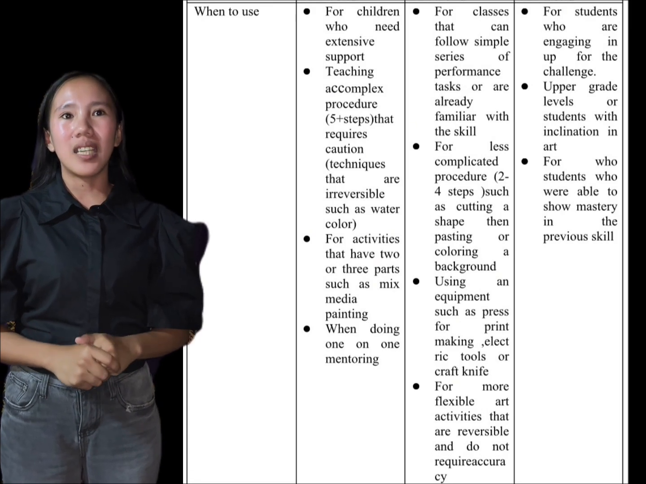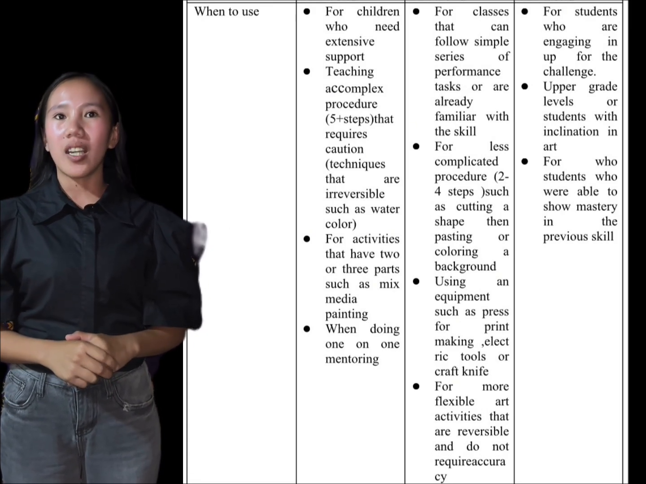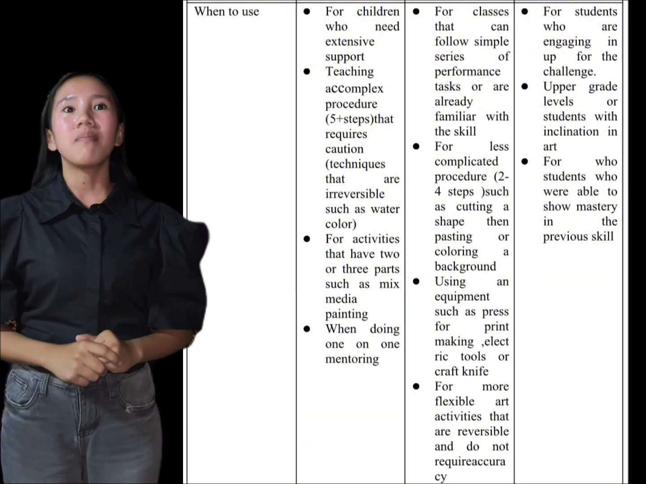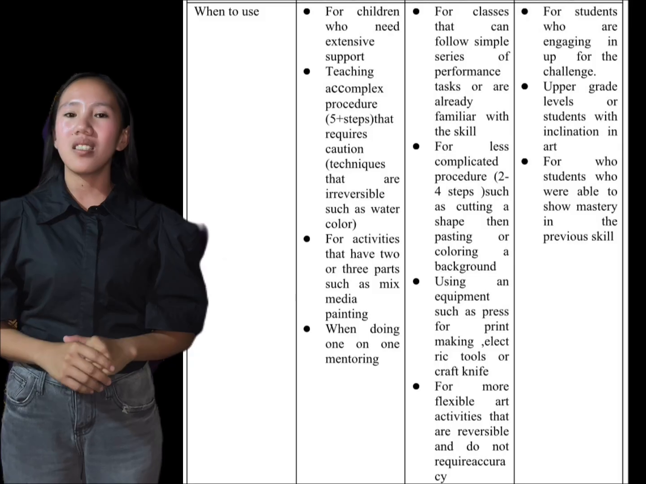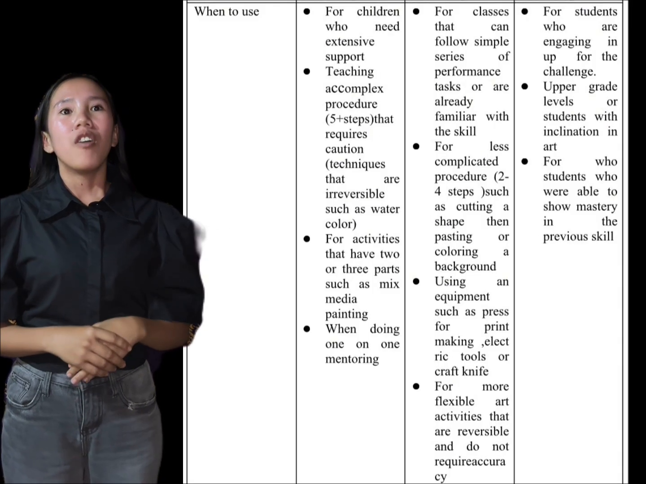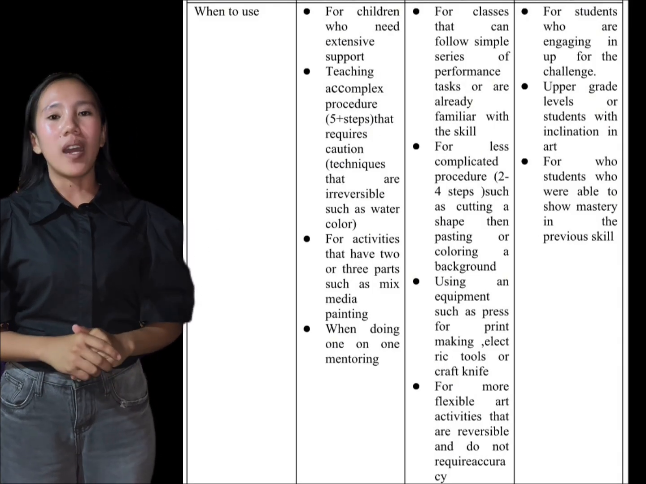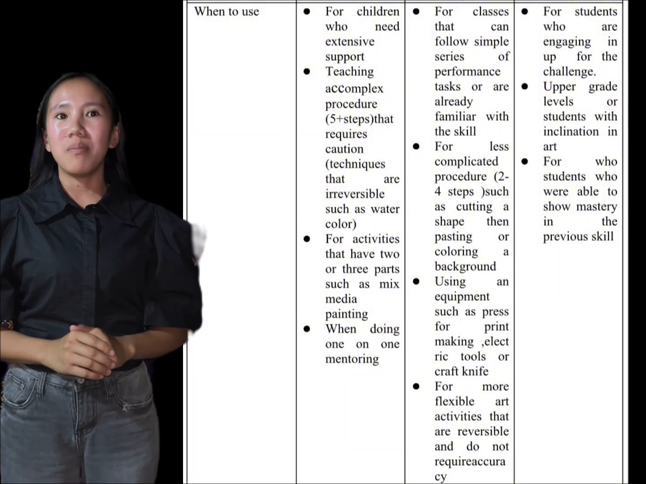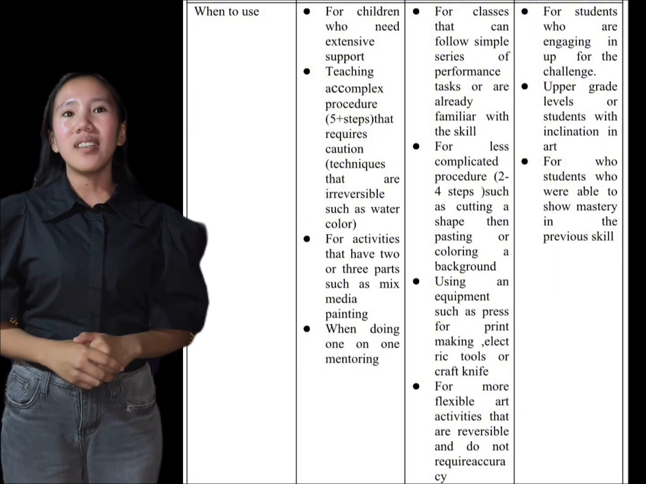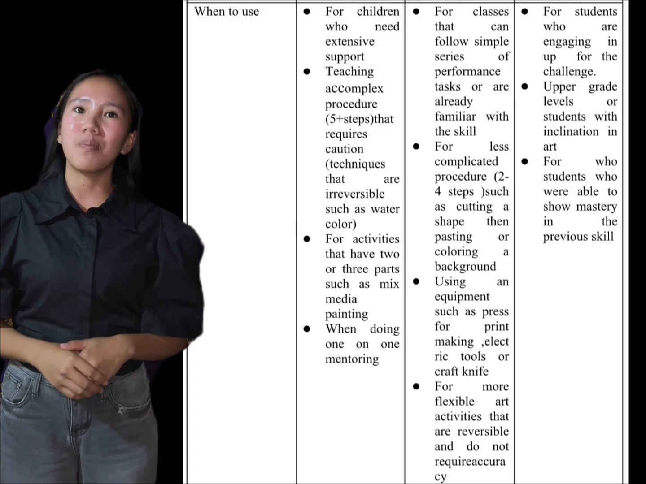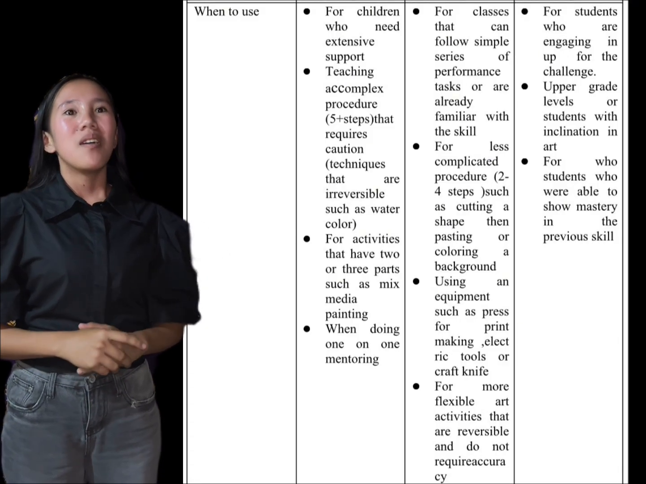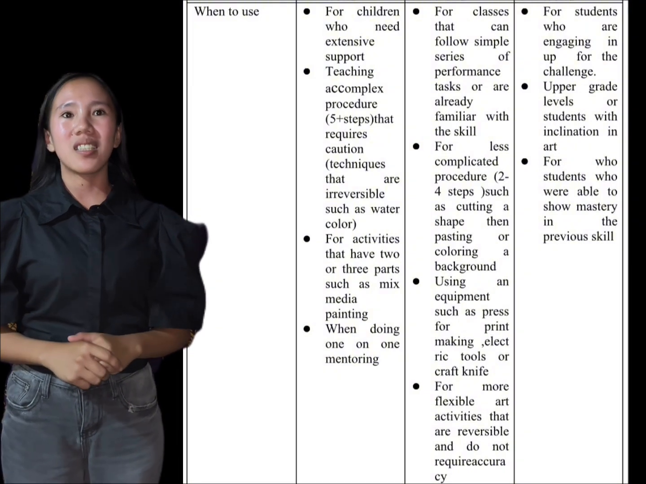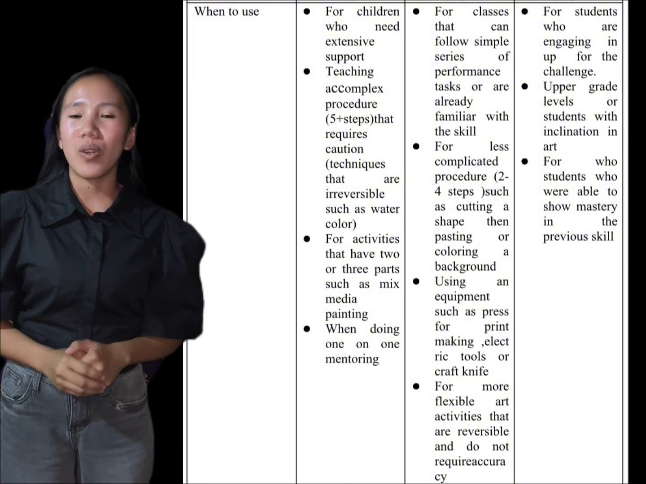For children who need extensive support, teaching a complex procedure of 5+ steps that requires caution, techniques that are irreversible such as watercolor. For activities that have 2 or 3 parts, such as mixed media painting, when doing one-on-one mentoring. Then the one demo approach or direct instruction exploratory learning. First, for classes that can follow a simple series of performance tasks or are already familiar with the skill.